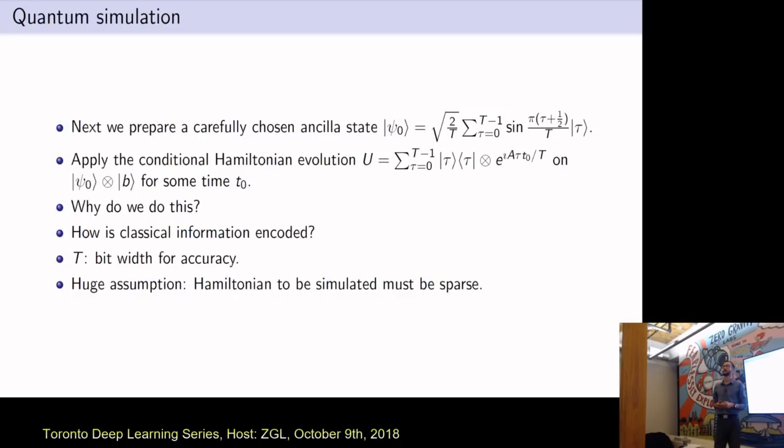Okay, so let's go through this. Imagine that you want a 3-bit precision. I think in terms of bits. Then this tau would go from 0 to 7. Yes, you're right. It's logarithmic.